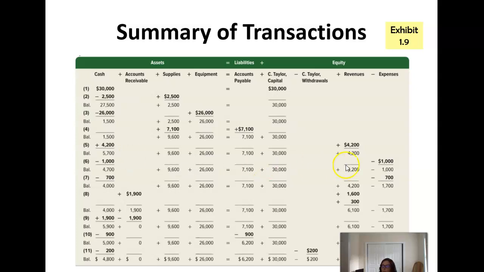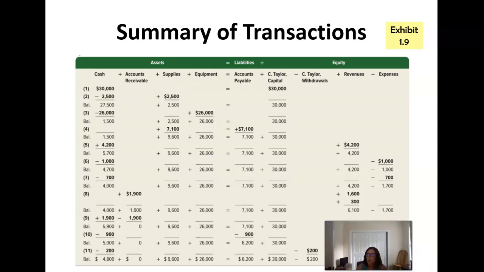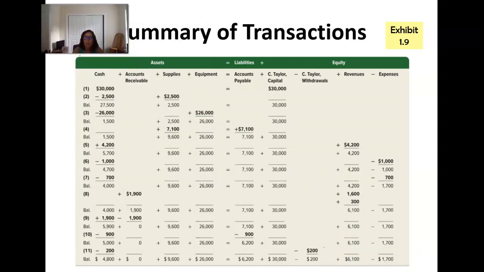And now we're going to just see an overall summary. This is, in a snapshot, I should say, the 11 transactions we just went through.